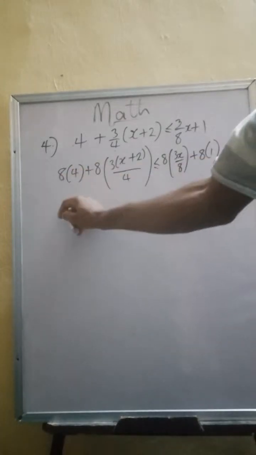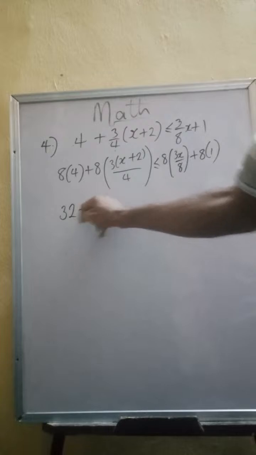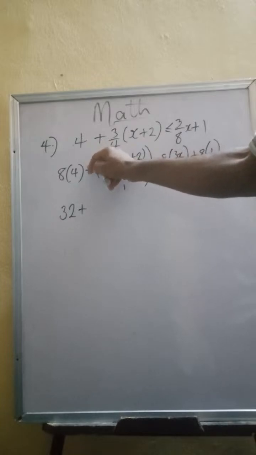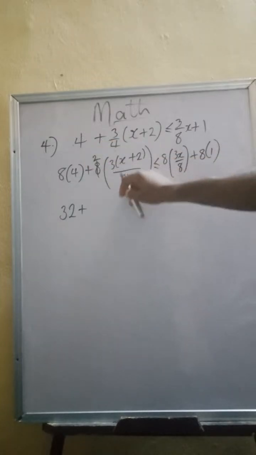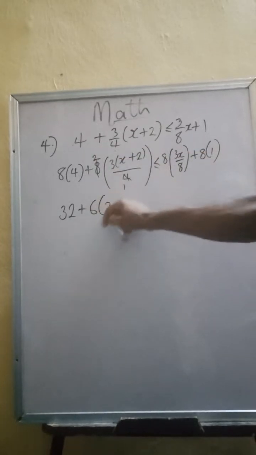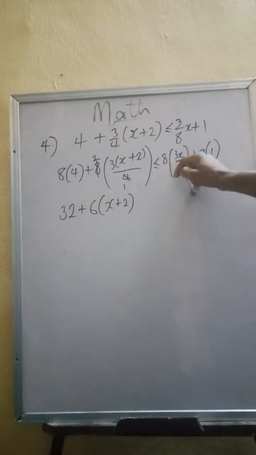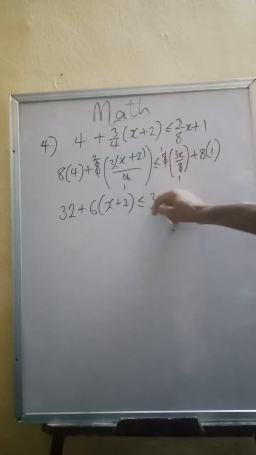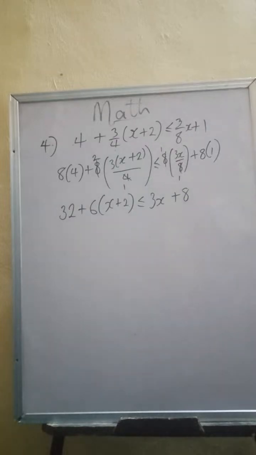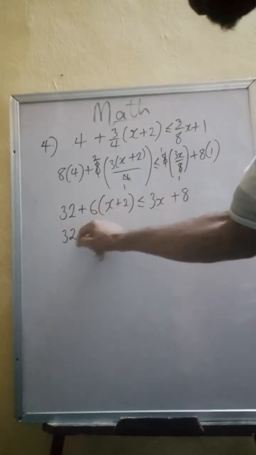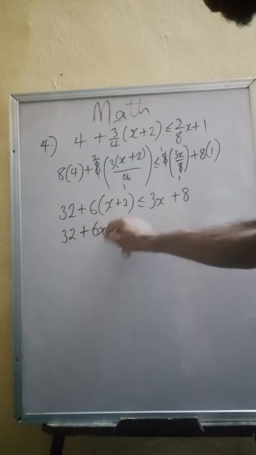So this is 32 plus, and in this case 4 goes into 4 to give you 1 and into 8 to give you 2. And then you have the 2 times 3, 6x plus 2. The 8 cancels out, 8 into 8, 1 and here 1. So it leaves you with 3x plus 8 times 1. Now open the bracket and you have 32, and you have 6 times x plus 12.